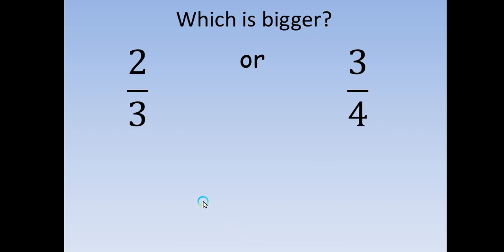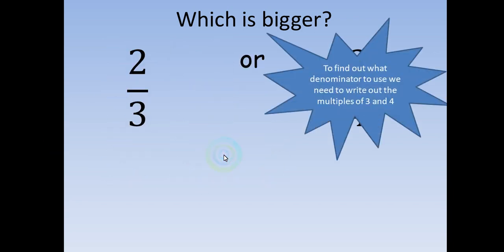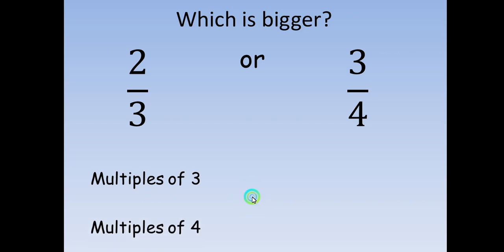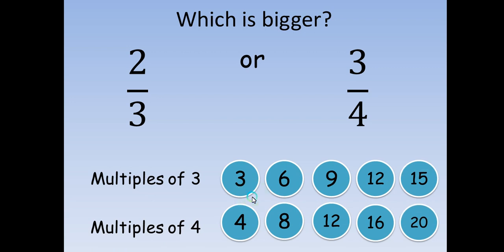Is it 2 over 3 or 3 over 4 that is bigger? So to compare the fractions, we need the same denominator. To find out what denominator to use, we need to write out the multiples of 3 and 4. Now let's see the multiples of 3 and multiples of 4. You can see them popping up. We have 3, 6, 9, 12, 15. And the multiples of 4, we have 4, 8, 12, 16, 20.